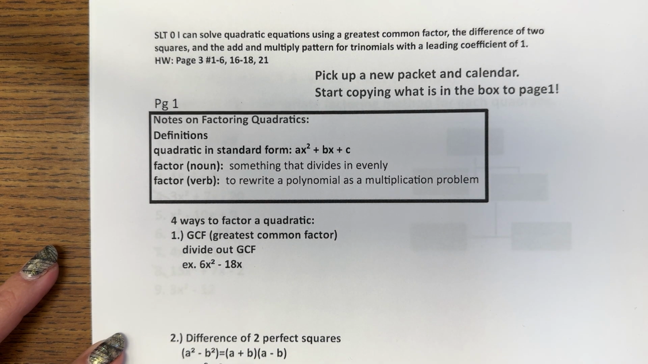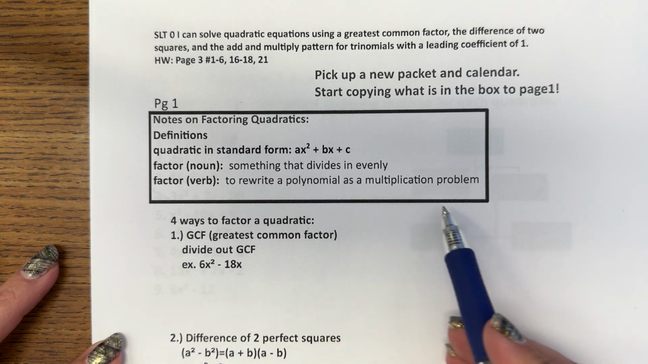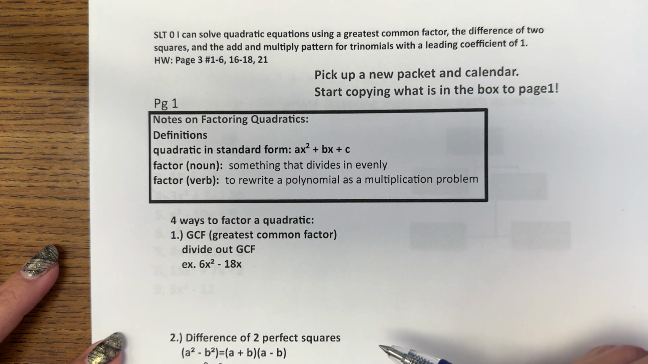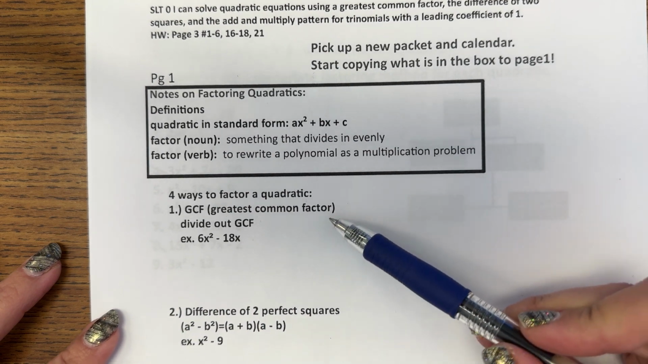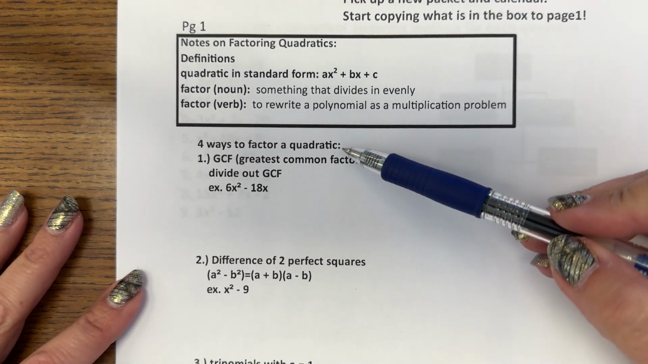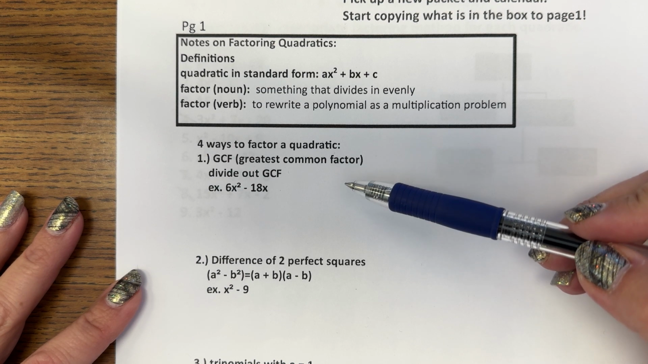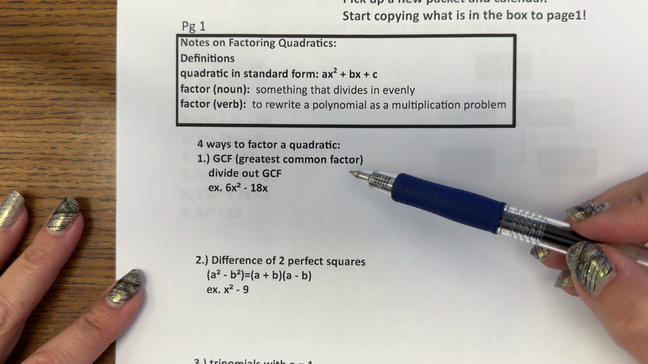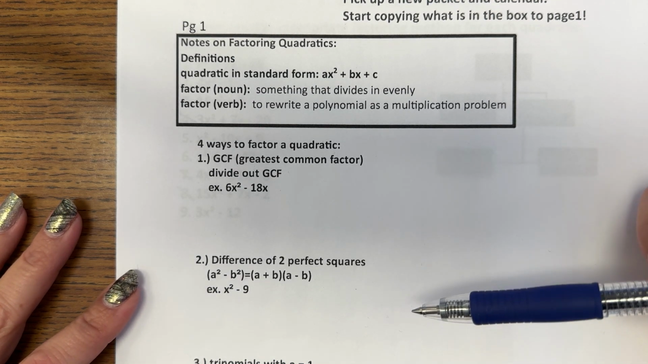Factor as a verb is to write the polynomial as a multiplication problem. So we are going to be factoring as a verb, rewriting polynomials as multiplication problems. There are 4 methods. We're going to do 3 today. So continuing on page 1, write down 4 ways to factor a quadratic. Number 1 is greatest common factor, GCF for short.